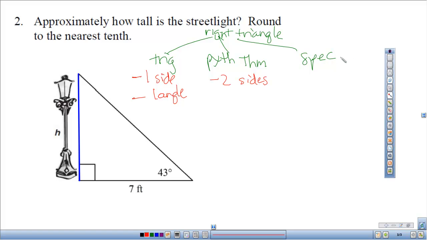And special right triangles, well, there's 2 types: 30, 60, 90s, and 45, 45, 90s. If you have these angles, then you should do it that way. If you don't have these angles, then you are probably using trig. So let's jump back over to this problem. It is a right triangle, and I have one side, and I have one angle, so this must be a trig problem.